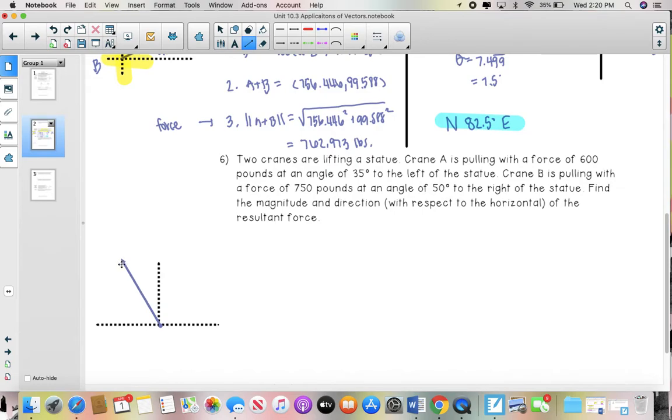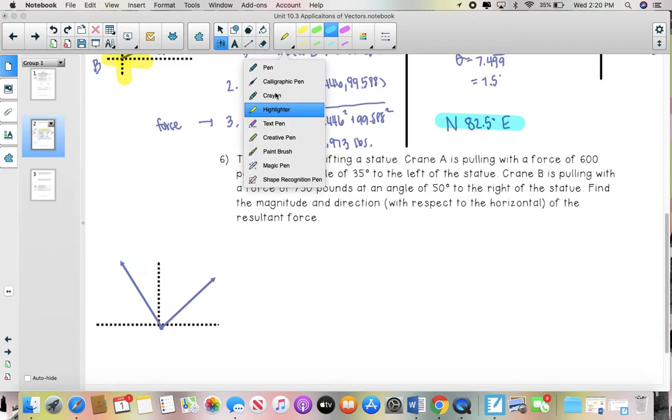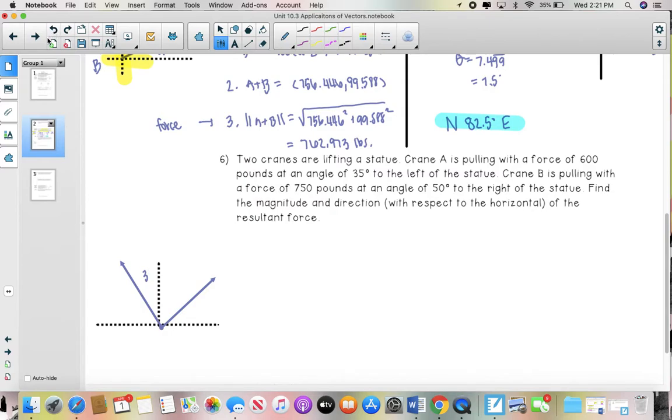Okay. And then crane B is pulling with a force of 750 pounds with an angle of 50 degrees off to the right of the statue. So we'll try to draw this a little bit more to scale. Okay. So we have something like that. So we know that this is 35 degrees, and this is 50 degrees.